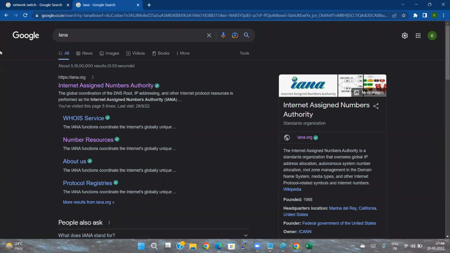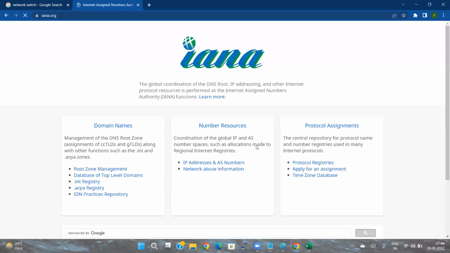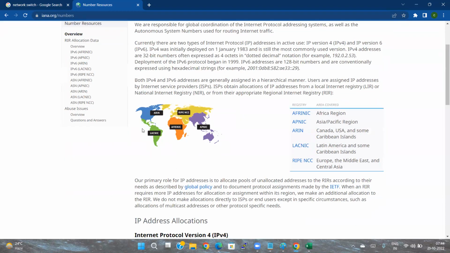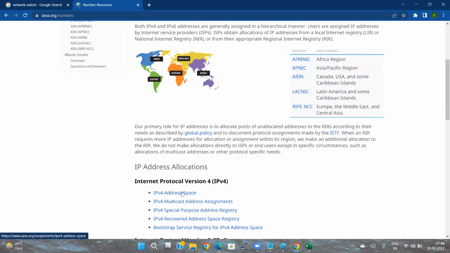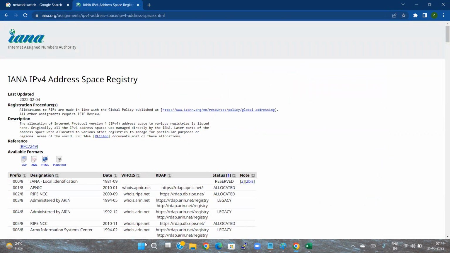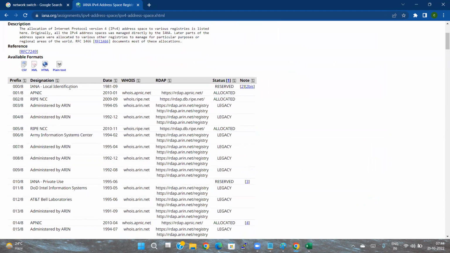For example, if we are in the India region, IANA has divided the entire world into multiple regions. This is how IANA has divided the world into regions: the American region, Latin region, African region, the Russian region, and the Asia Pacific region. It has provided IP addresses for each and every region. The IP address ranges from 0 to 255. 0 is for IANA, and 1 is APNIC.